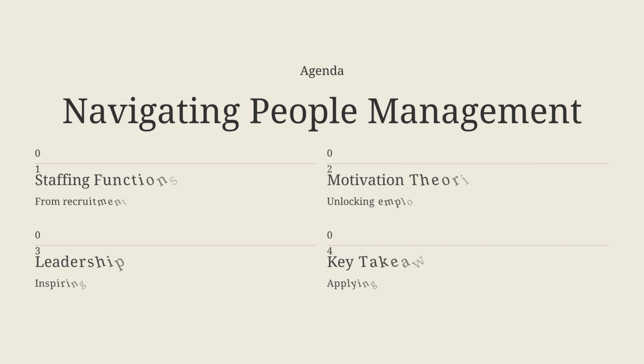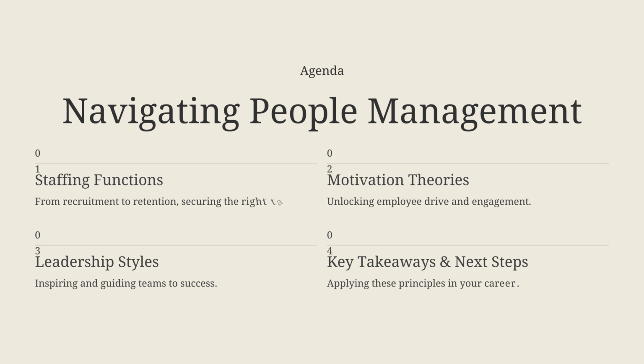We'll delve into key theories and practical applications essential for every business student and early career manager. Agenda: Navigating People Management. 01. Staffing Functions: from recruitment to retention, securing the right talent. 02. Motivation Theories: unlocking employee drive and engagement. 03. Leadership Styles: inspiring and guiding teams to success. 04. Key Takeaways and Next Steps: applying these principles in your work.